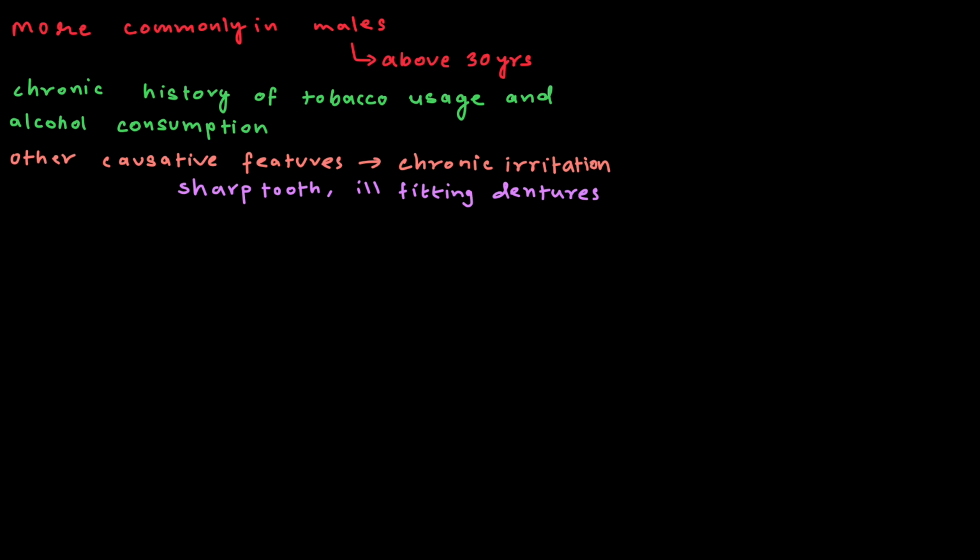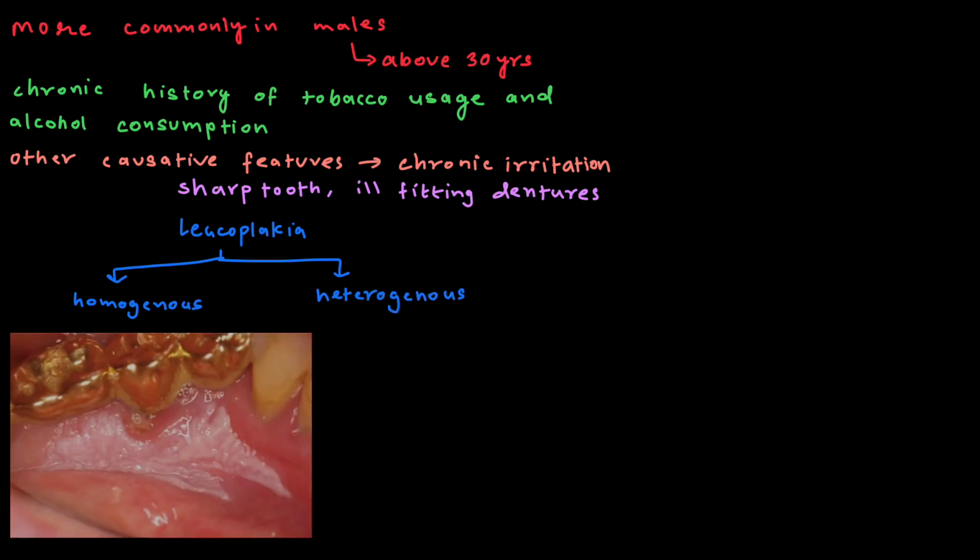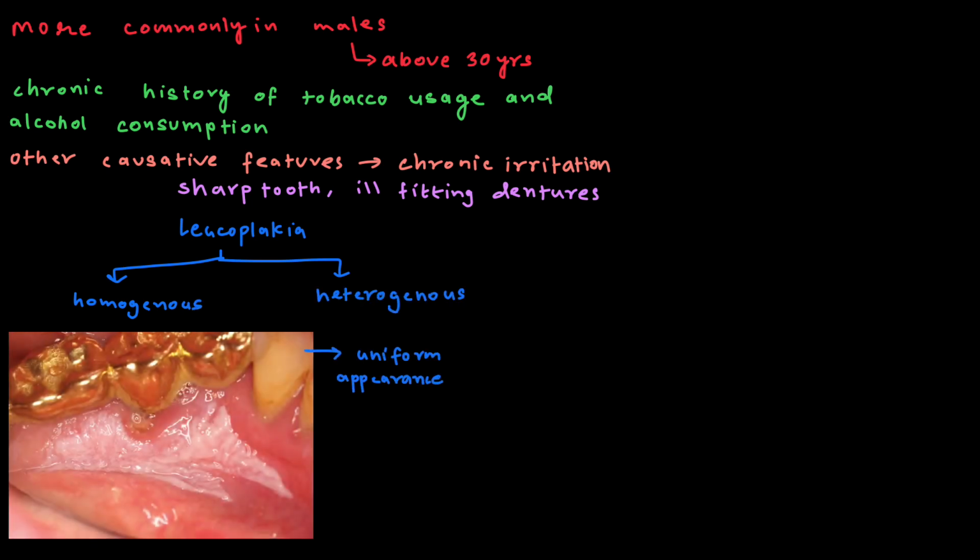Based on clinical appearance, leukoplakia can be divided into two groups. They are homogeneous leukoplakia and heterogeneous leukoplakia. Homogeneous leukoplakia has a uniform appearance, as we can see in the photograph. We can observe clearly that they have a very thin white appearance. So this is homogeneous leukoplakia. Heterogeneous leukoplakia, on the other hand, has a non-uniform appearance, as the name suggests. Speckled leukoplakia is one such variant.